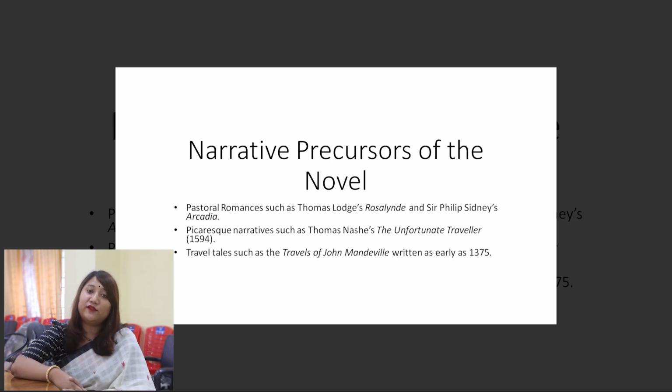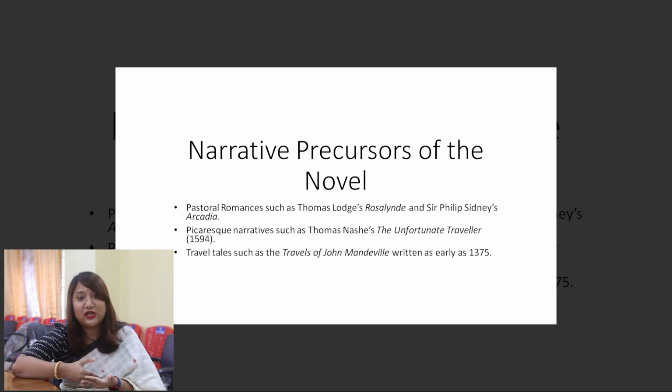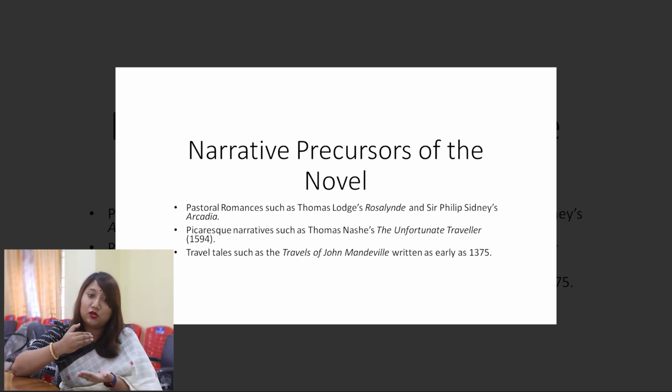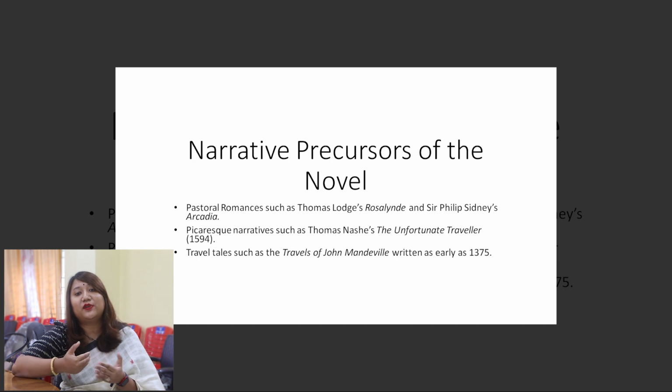Now, pastoral romances were written by Greek writers as early as the 2nd and 3rd centuries AD. If we talk about English writers, then you have examples of pastoral romances such as Sir Philip Sidney's Arcadia, which is a hugely influential book. You have Thomas Lodge's Rosalind, which was the inspiration behind Shakespeare's As You Like It. Okay. Then we have the picaresque narratives.